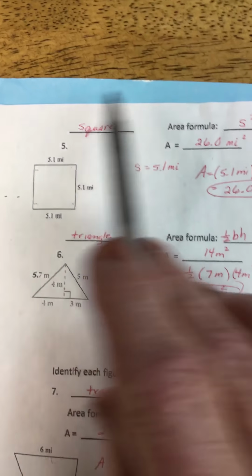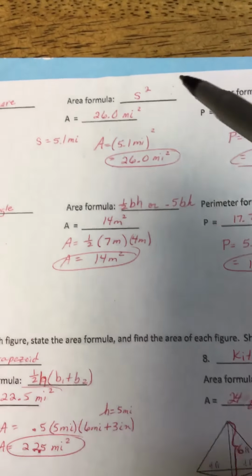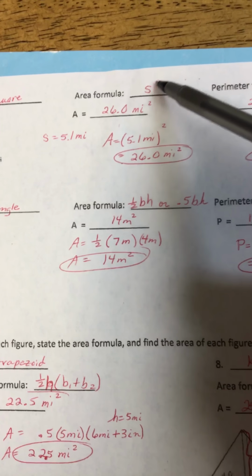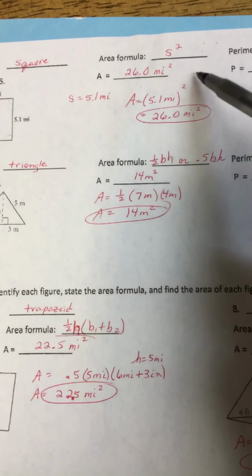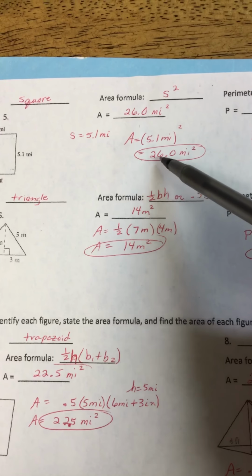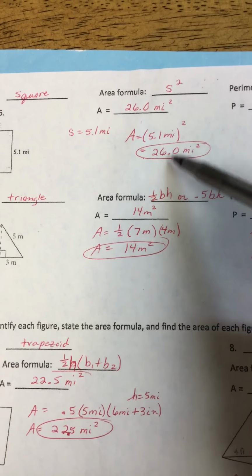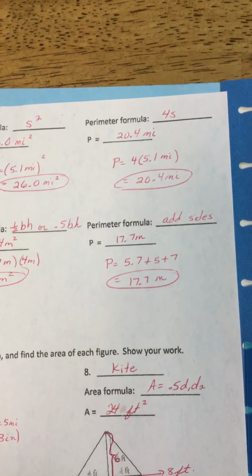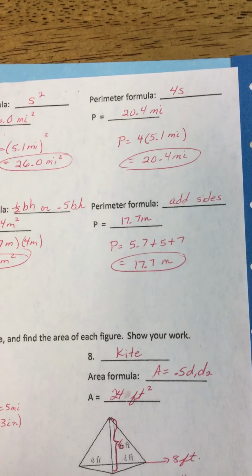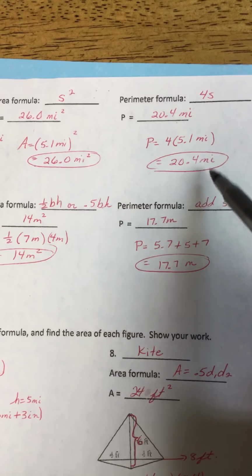When I move to the next page, this figure is a square. A lot of y'all left that blank. I don't know if you didn't read the instructions or what was going on. The formula for a square is side squared. So that means 5.1 miles is going to be squared. That's going to give you 26.0 because I said round to the nearest tenth. Those are miles squared. Perimeter of a square is just 4 times the side. 4 times 5.1 miles is 20.4 miles.